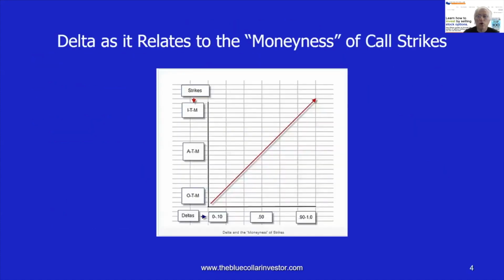Now, if we were to look at a chart of delta as it relates to the moneyness of the call strikes, all the way to the left of the chart on the bottom, you would have the deep, deep out of the money strikes having deltas approaching 0. And then the arrow would go up at a 45-degree angle to deep, deep in the money strikes, where the deltas would then be approaching 1, or 100 rather. So deep out of the money strikes have deltas closer to 0, and deep in the money strikes have deltas close to 100.